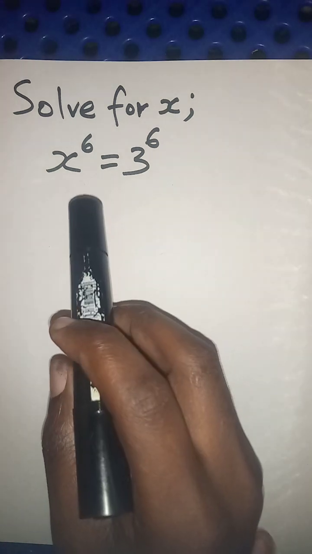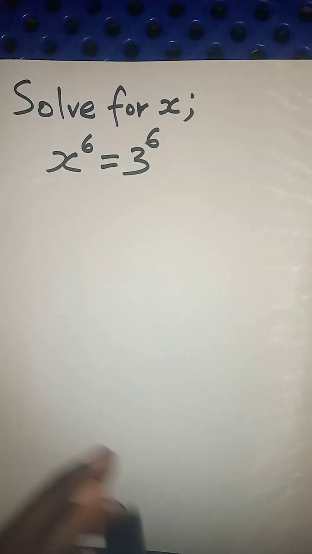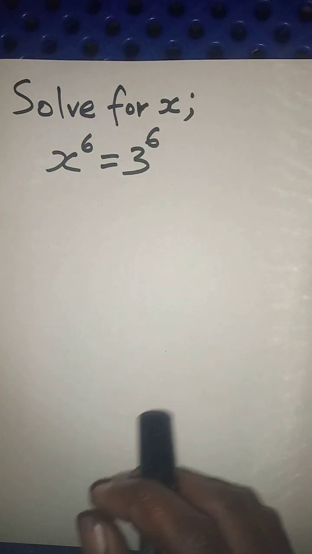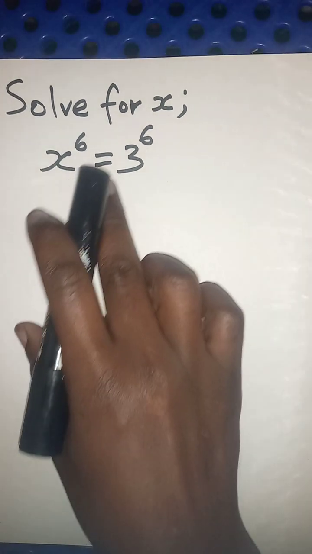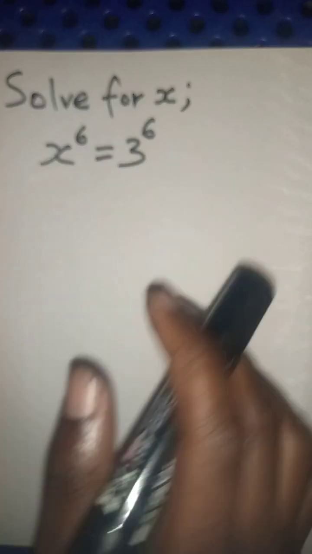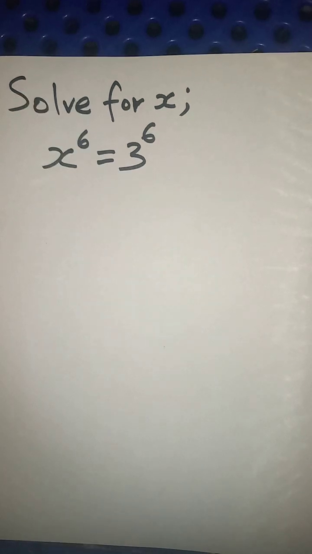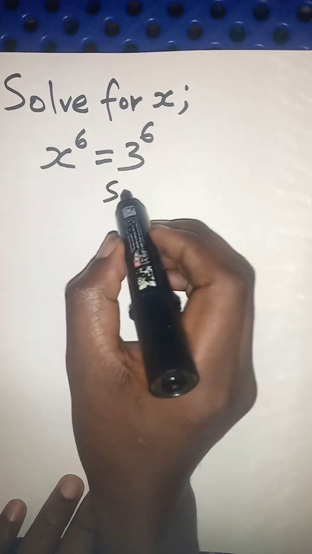Today we have a typical perfect square type of equation, where we are told that we need to find the value of x given that x raised to 6 is equal to 3 raised to 6. So I'm going to take you through step by step up to the final solution where we're going to find the values of x. So let us straight away dive into the solution.